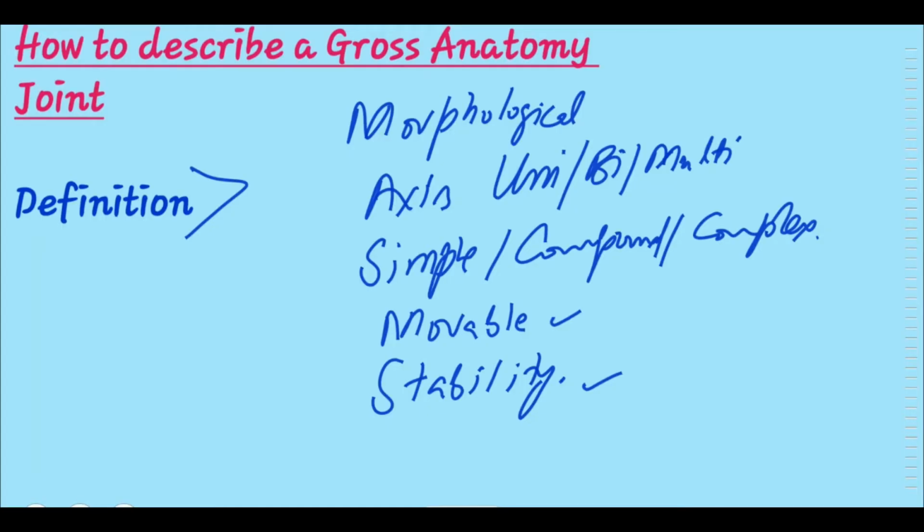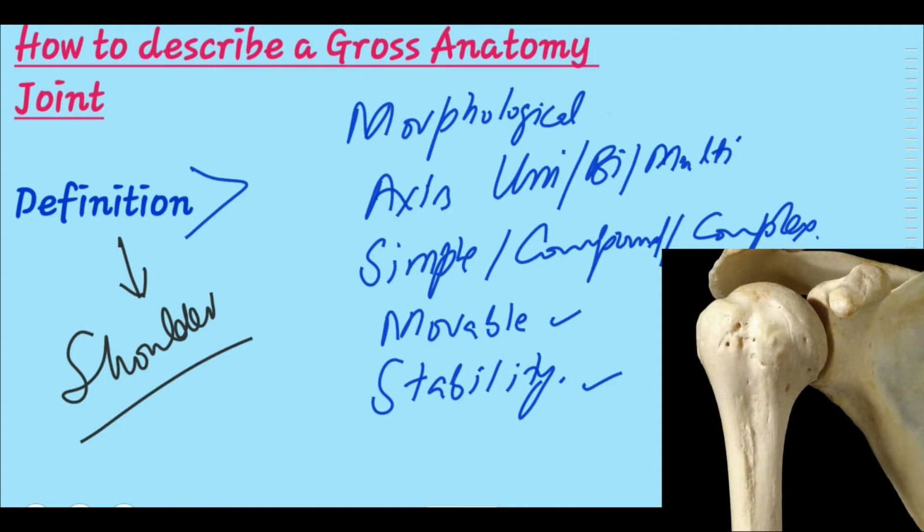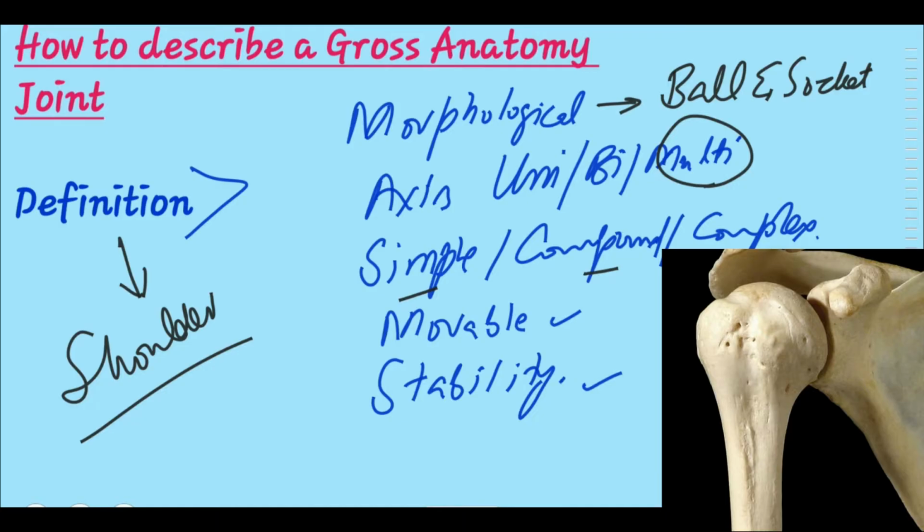Now let me give you an example. When you have to define or introduce the shoulder joint, what will you write down? You will think about the morphological classification and you will say that it's a ball and socket joint. After that, you have to answer about the axis. You will say that it's a multi-axial joint. After that, you have to choose between the simple, compound and complex category, and the shoulder joint is a simple joint between two bones.